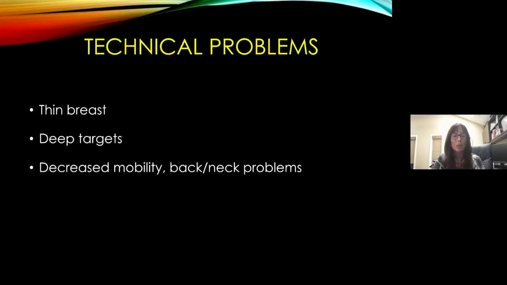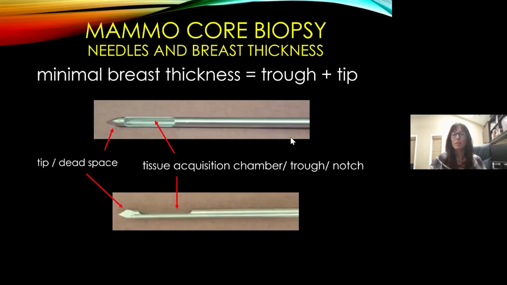Other technical problems include breast that does not compress to a satisfactory amount, targets that are deep, closer to the chest wall, and then patients who have decreased mobility or who have back or neck problems. So let's talk about the thin breast. What are the technical requirements for performing a mammographic-guided core biopsy?